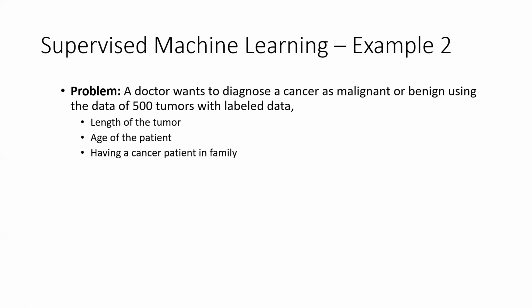So now take this example, right? The problem is a doctor wants to diagnose a cancer as malignant or benign. Malignant means there's a cancer, right? Benign means it is an innocent tumor, right? The doctor wants to diagnose a cancer as malignant or benign using the data of 5 tumors with labeled data.